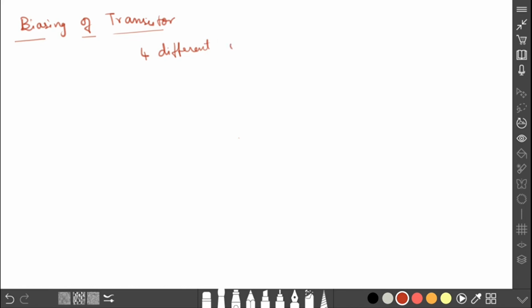Four different ways it can be biased. By means of these four different ways, it will be used for four different applications. Depending upon the biasing condition, its application will also change. This is what you have to understand. If you change the biasing condition, accordingly the application of the transistor also changes. How it changes and how the application part will be used, we are going to discuss now.